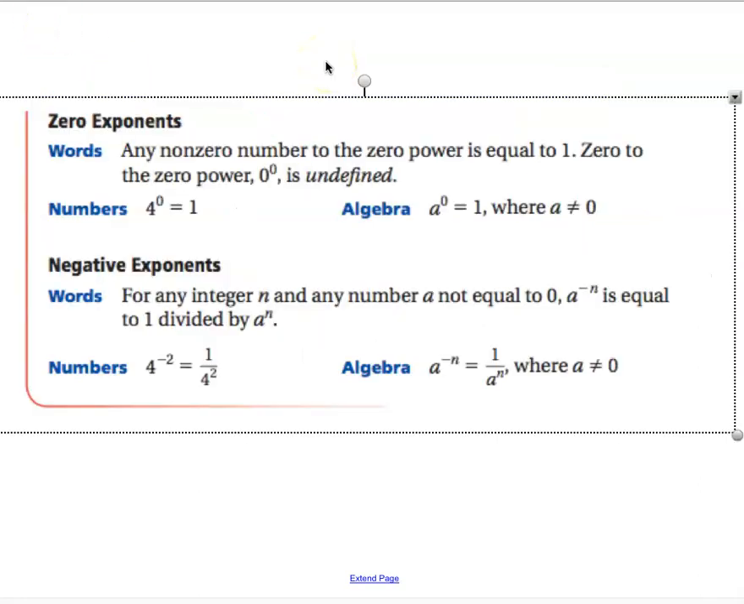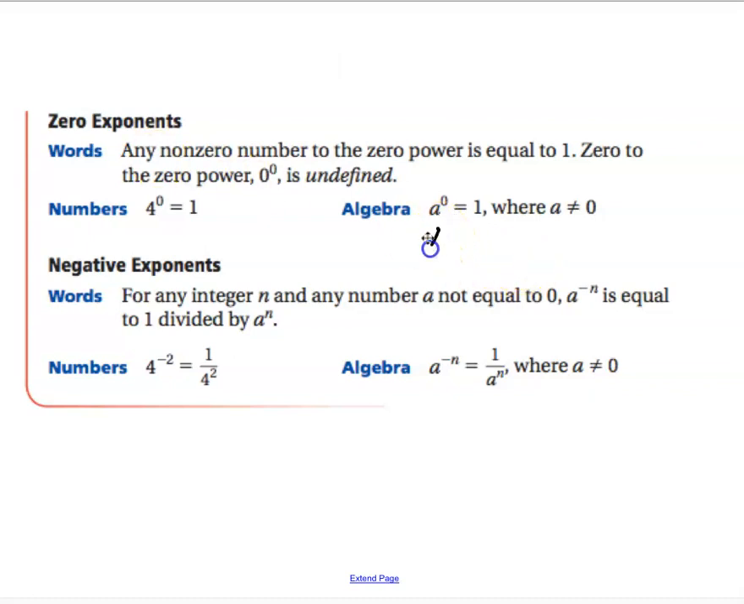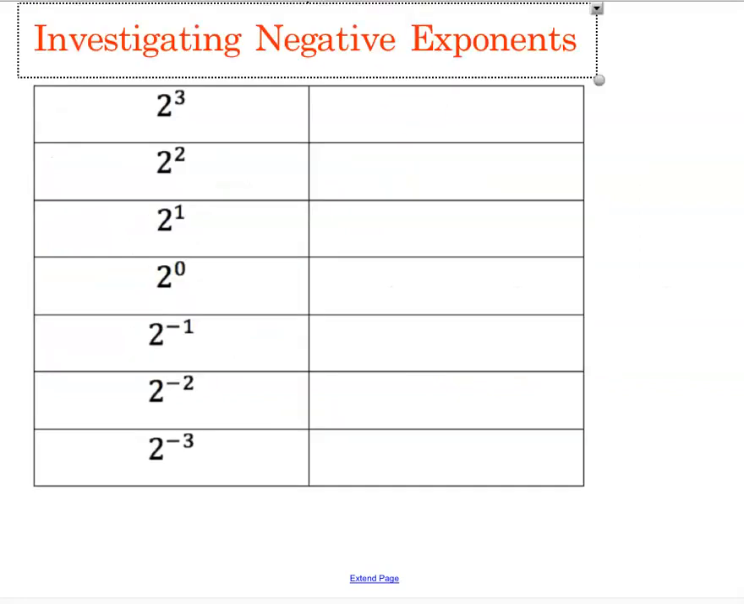So any non-zero number to the 0 power is always equal to 1. 0 to the 0 power we cannot unfortunately do, that is undefined. So even if I had a to the 0 power or x to the 0 power, it's still going to be equivalent to 1. Then we are going to move on to investigating negative exponents. So when you have an exponent that's negative, you actually drop the base into the denominator and the exponent becomes positive. So I'm going to show you an example.